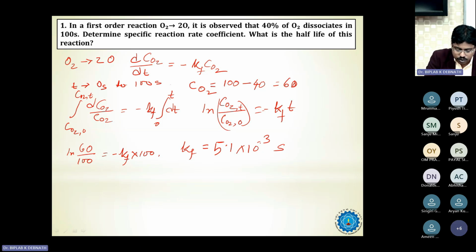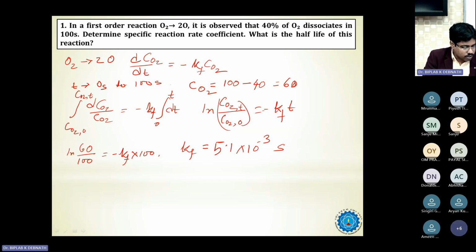Okay, because here you see this 60 will cancel out whatever may be the concentration. Here you have 100 seconds, so 100 will go down. Okay, so 100 seconds will go down. So it will be kf, this 5.1 into 10 to the power minus 3 per second. So this is the reaction rate of this first 100 seconds. Okay. Now what is the half life?